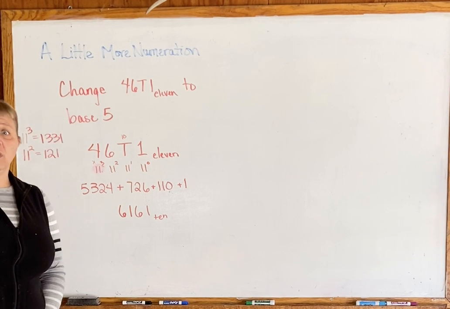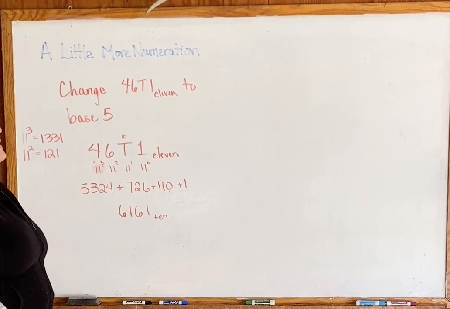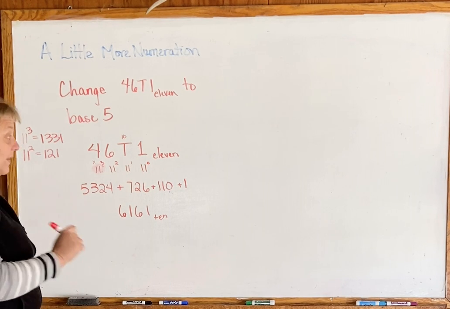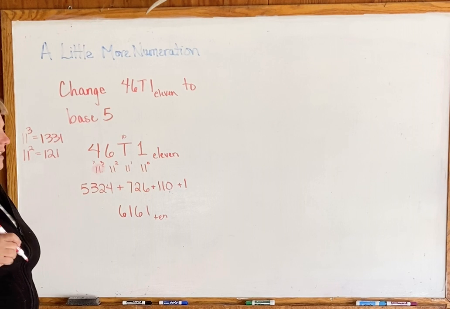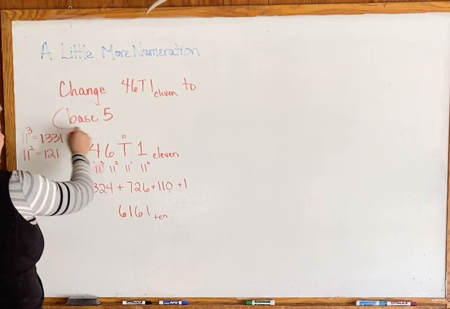Now, it would be nice if we could just leave it as 6,161, but for whatever reason, these people want us to go to base 5. Yay, thank you very much. So we're only halfway there. Now we've got to think about going to the base 5 part of it.